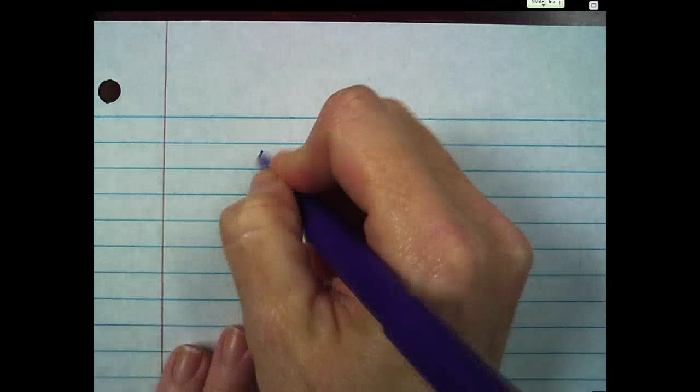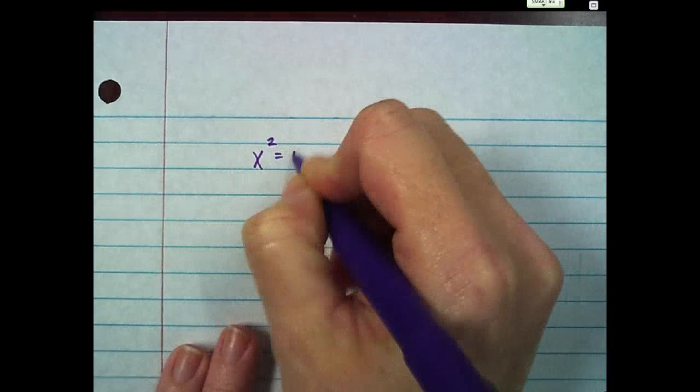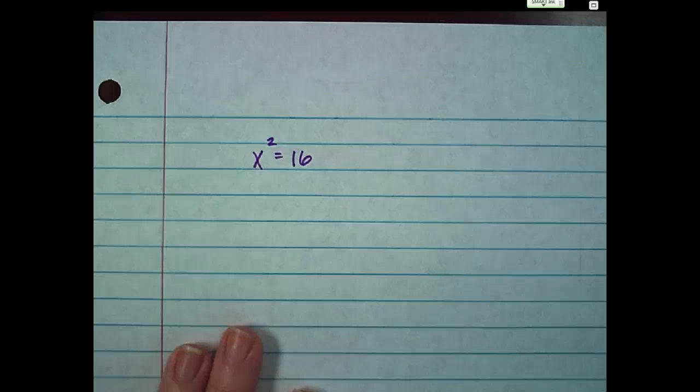Okay, before we start on the paper that you guys have in front of you, I want to talk about just a couple of things to be sure you understand. Okay, so I just want to ask you, if in the past I've given you problems like x squared equals 16, to solve the problem, we would take the square root of both sides, right? So we would know that x is 4.